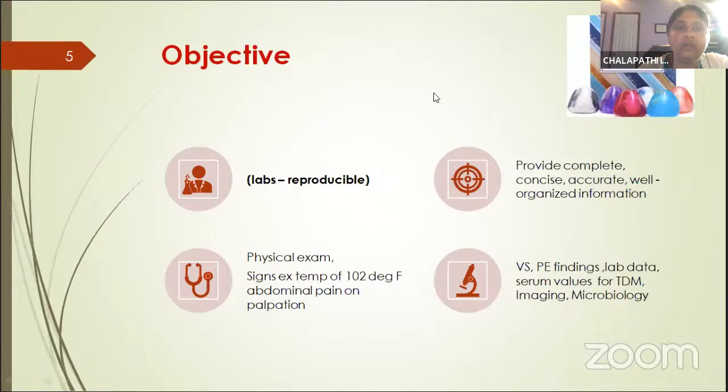So here, when you call something objective, most of these are reproducible. As I told you earlier, a temperature of 102 is objective. A patient says he has abdominal pain, that is subjective. But when the physician palpates the abdomen and the patient presents with the pain, then it can be objective in nature. As well as all your lab findings, your imaging, diagnostics, all these become objective data.